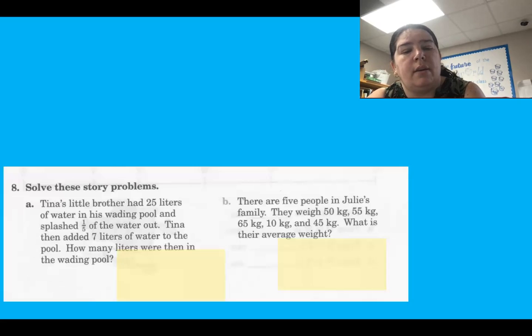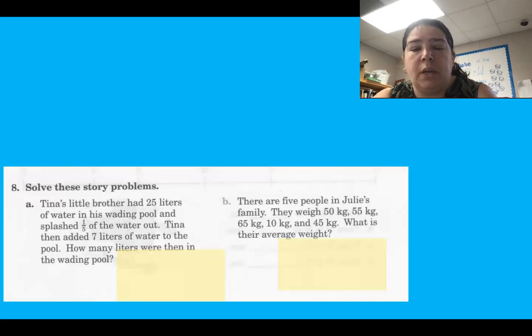And the back has 2 story problems I wanted to go over with you today. Okay, let's read those together. Tina's little brother had 25 liters of water in his wading pool and splashed 1/5 of the water out. Tina added 7 liters of water to the pool. How many liters were then in the wading pool?